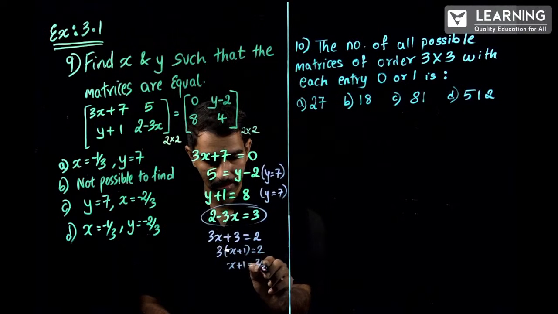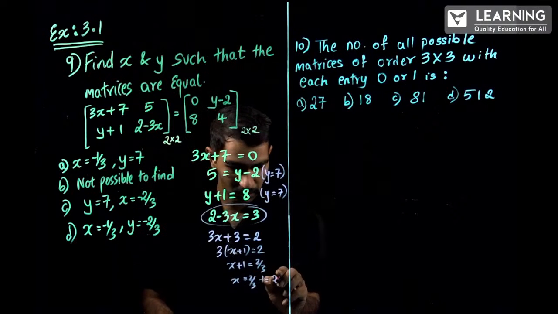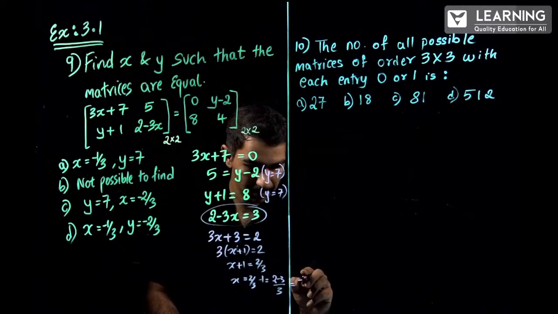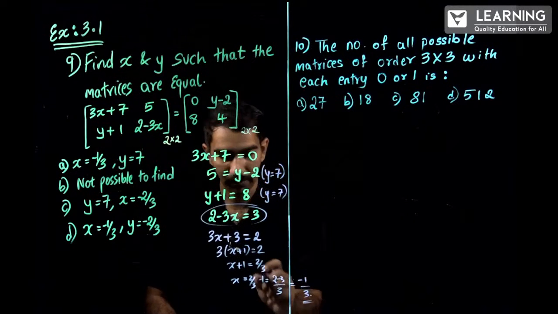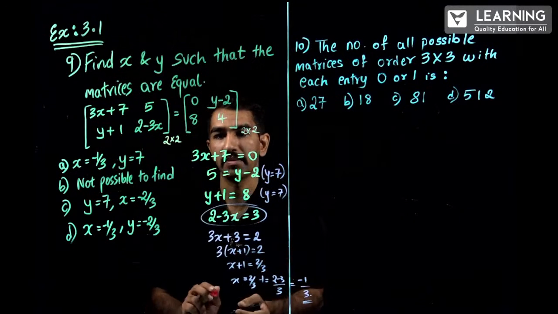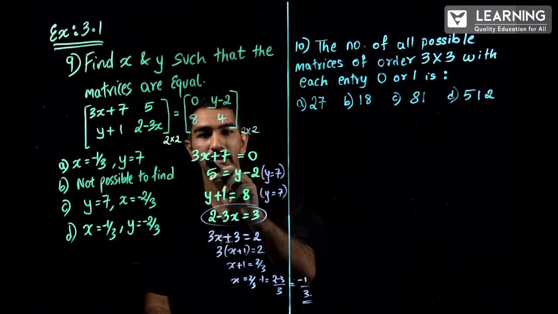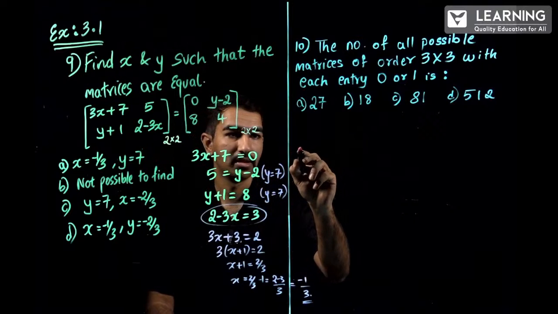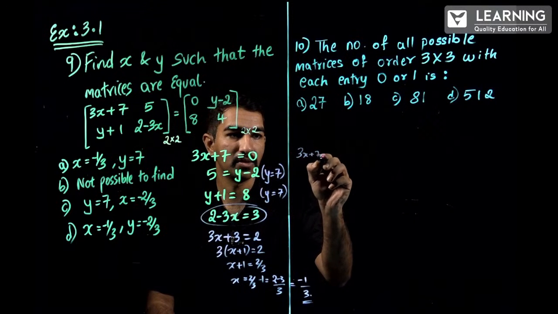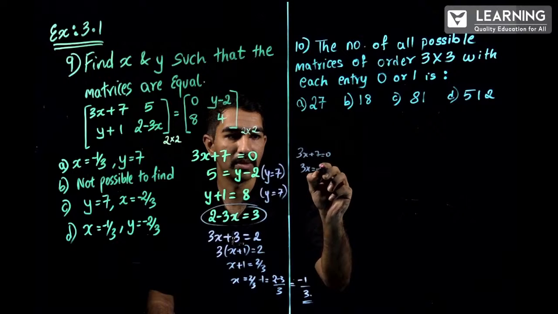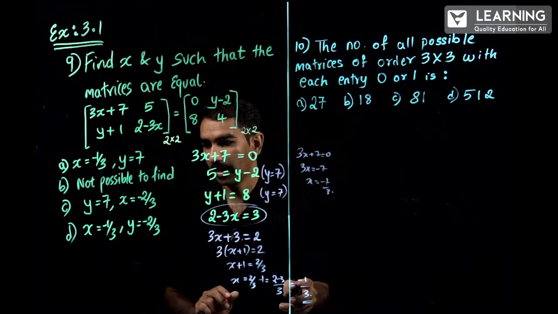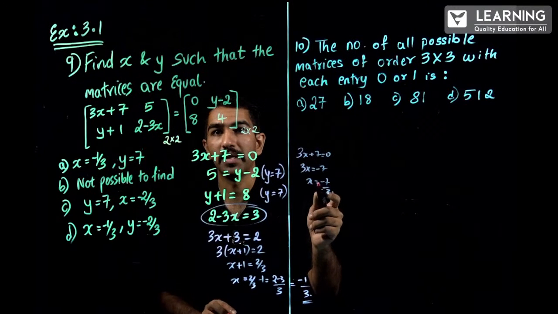2 by 3. And x is equal to 2 by 3 minus 1, which is equal to (2 minus 3) by 3, which is again, 2 minus 3 is nothing but minus 1 by 3. So from this equation, we got the x value as minus 1 by 3, right? Same thing, we'll do it here also. 3x plus 7 is equal to 0. So 3x equals minus 7, x is equal to minus 7 by 3. Here we are getting minus 1 by 3, here x is equal to minus 7 by 3.